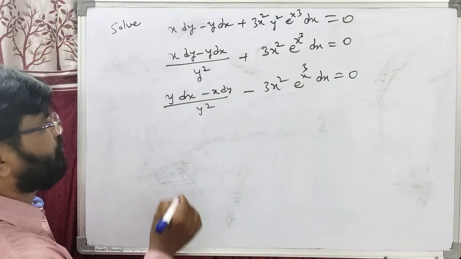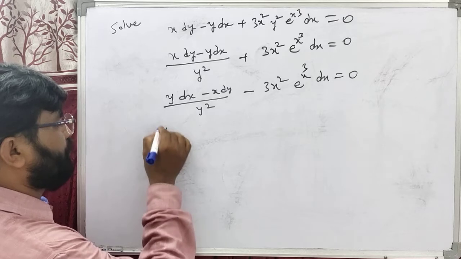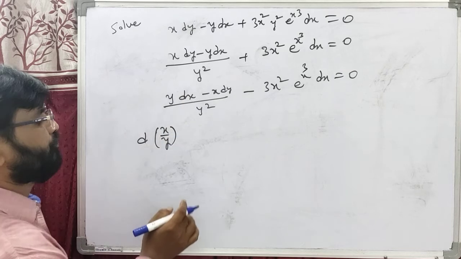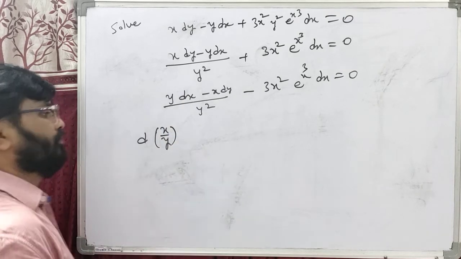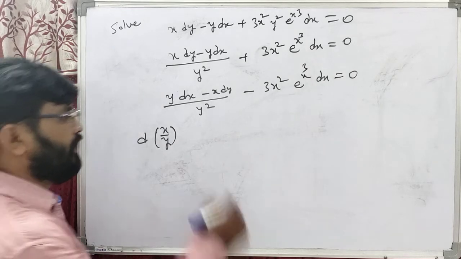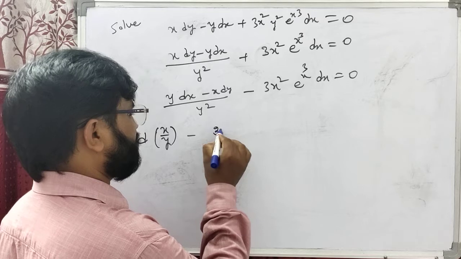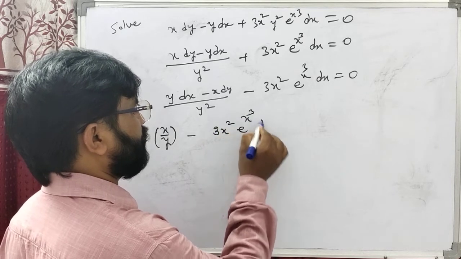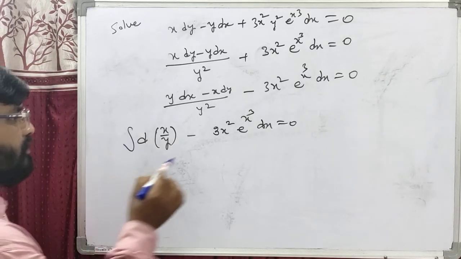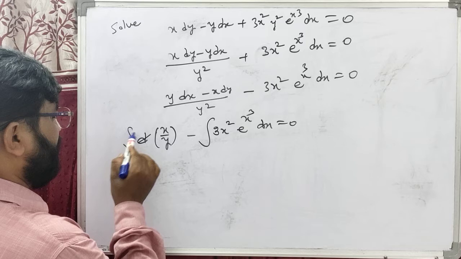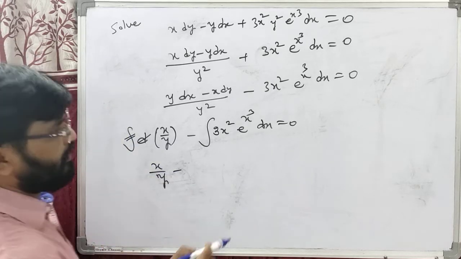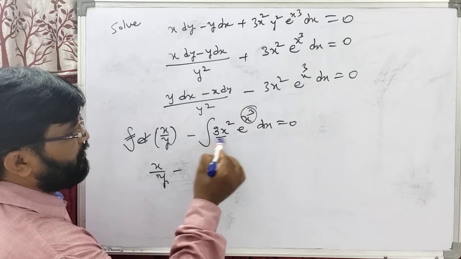Dear students, how to write this one? x by y, y into dx minus x into dy by y square. That means v into u dash minus u into v dash. That equals, dear students, 3x square e power x cube dx equal to 0. After that, students, we apply integrals on both sides. The derivative and integral cancel. We got x by y minus, dear students, the derivative of x cube is 3x square.